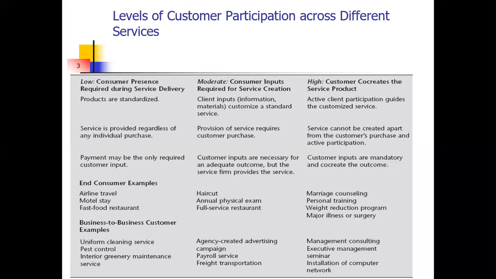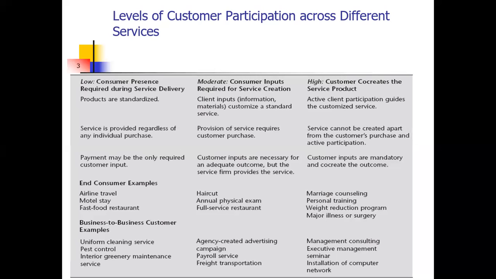If you see the end consumer example, when it is related to consumer, airline travel, your motel stay, and fast food restaurant, this is your only involvement. You have to be there when the service is being delivered, and you have to make the payment. For example, you book a food. So when you book a food, you make a payment, and whosoever is going to purchase it hardly matters. The service is moreover standardized.